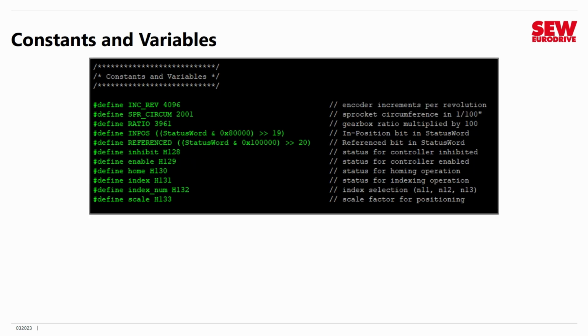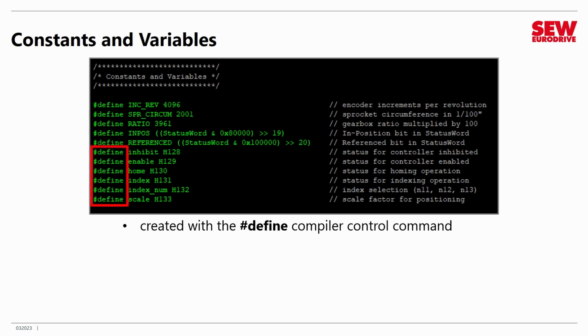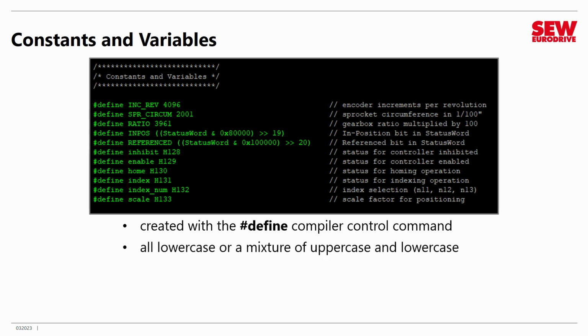So how do we do this? Pretty much the same way we do with constants. We use the #define compiler control command. And then we give it a name. And you can use all lowercase or a mixture of upper and lower. Common convention many C programmers follow is to make variable names all lowercase, so you can kind of differentiate them from constants, which are all uppercase. And then, of course, right after the variable name, you have the H number it's connected to. Don't end the line with a semicolon. Compiler control commands are not ended with semicolons.